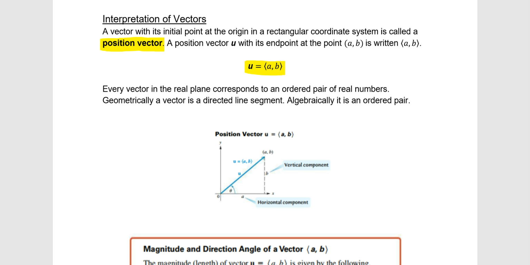This means that every vector in the real plane is going to correspond to an ordered pair of real numbers. So geometrically, a vector is a directed line segment, which we already saw, and algebraically you can think of it as an ordered pair. So here is what it would look like. This is going to be the position vector because the origin is the initial point, and then its magnitude goes until it gets to the point a comma b. So we can call this vector ⟨a, b⟩.